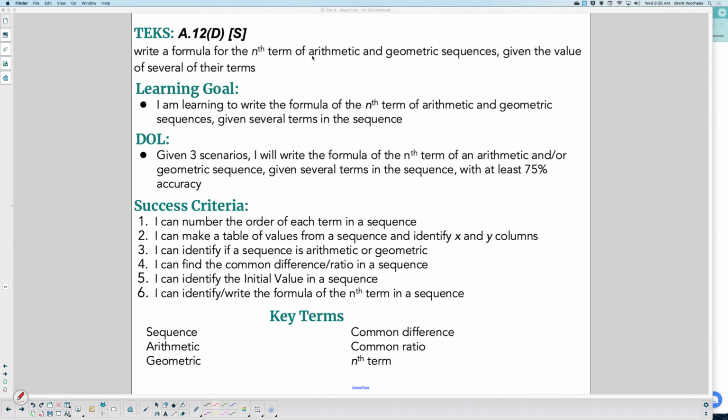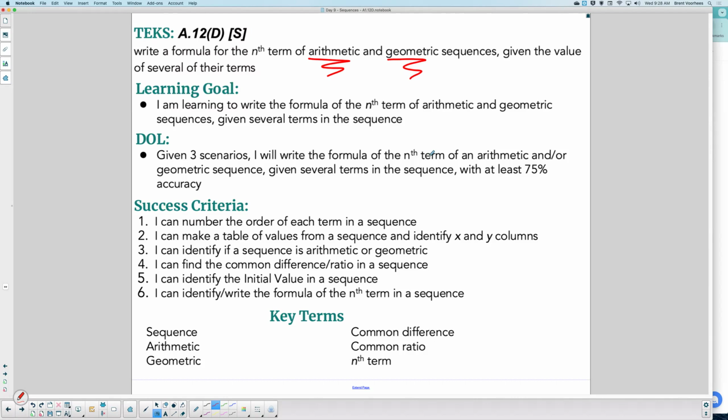So take this word right here, underline it on your paper, would you? Arithmetic and geometric. You're going to learn arithmetic is when we are changing by adding, or as a picture, it'll look like a line of dots. It means we're changing by adding or subtracting. So I'll do add, subtract.